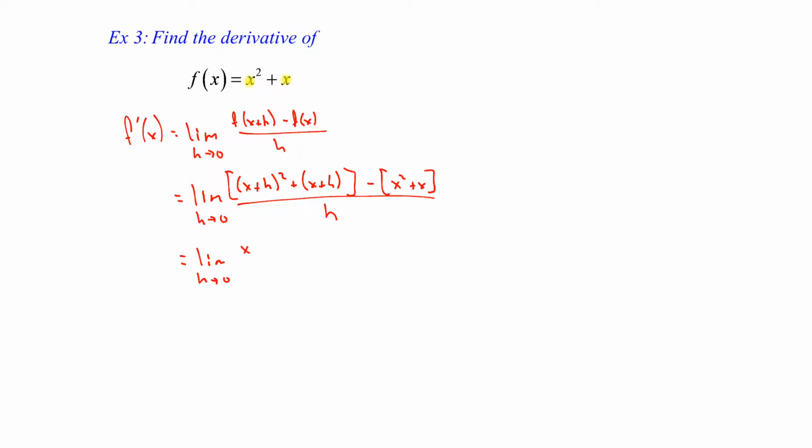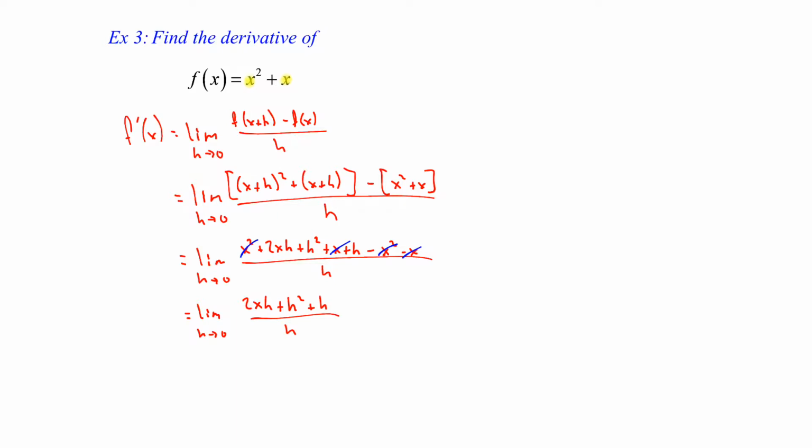X plus h squared is not just h squared, it's x squared plus 2xh. Remember, there's that middle term, plus h squared, plus x, plus h, minus x squared, minus x. We're distributing that negative sign, divided by h. So what cancels? X squareds, x's, and it looks like that's it. So we have the limit as h approaches 0 of 2xh plus h squared plus h divided by h.